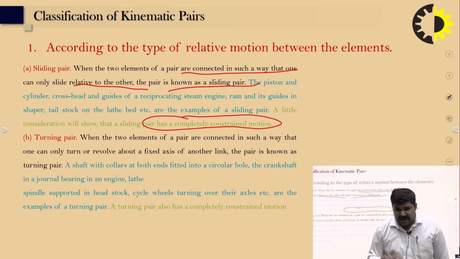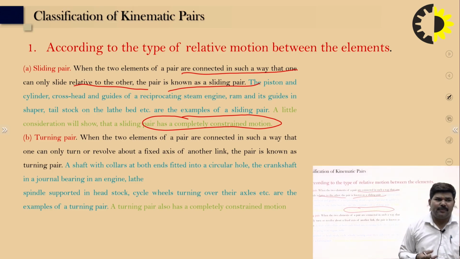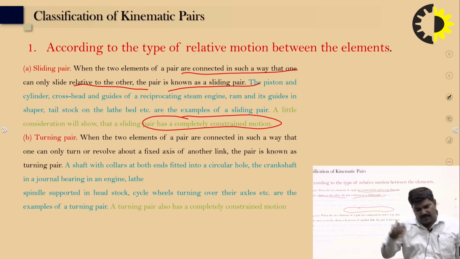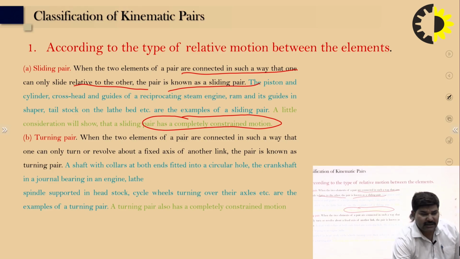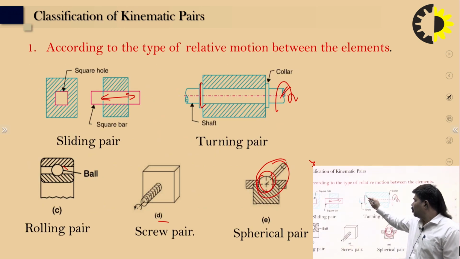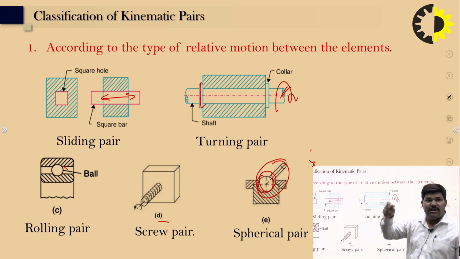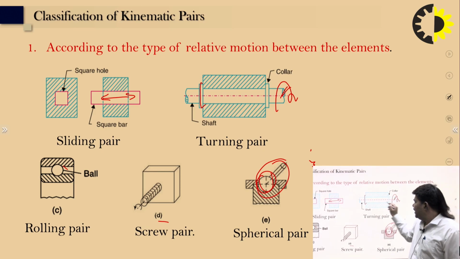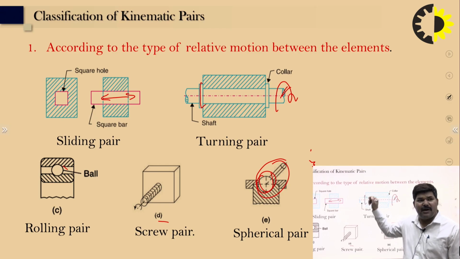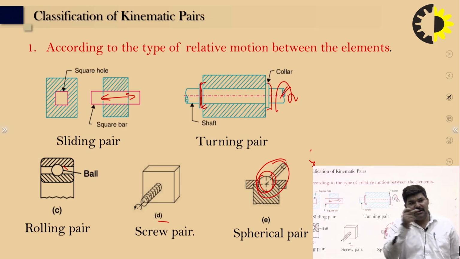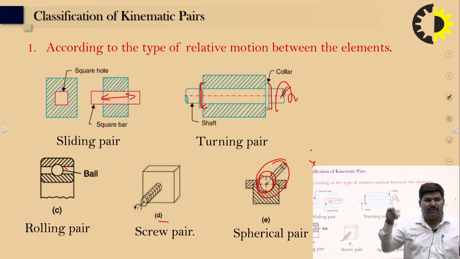Now come to the turning pair. The turning pair: when the two elements of the pair are connected in such a way that one can turn or revolve about the axis of the other link. So we can say that is the turning pair. You can see here that if the collar is not here, you can rotate and slide also, but the sliding motion is fixed with the help of the collar bearing, right? You can see that it is fixed with this collar, so it only turns about one axis.